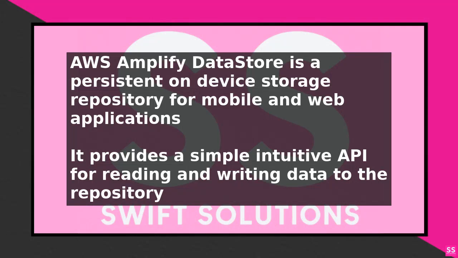Welcome to this tutorial on AWS Amplify DataStore, a powerful tool for building scalable and offline capable mobile and web applications. First, let's start with the basics. AWS Amplify DataStore is a persistent, on-device storage repository for mobile and web applications that automatically synchronizes data between the client and the cloud when the device comes online. It provides a simple, intuitive API for reading and writing data, allowing developers to focus on building their application rather than worrying about data storage and synchronization.